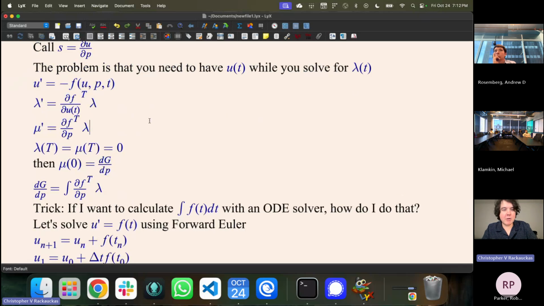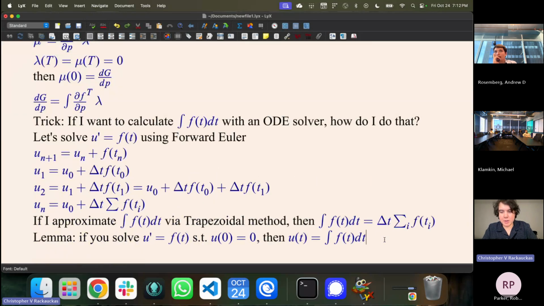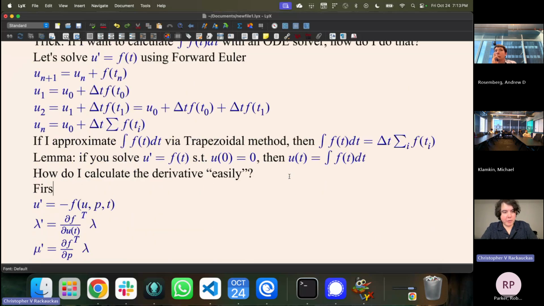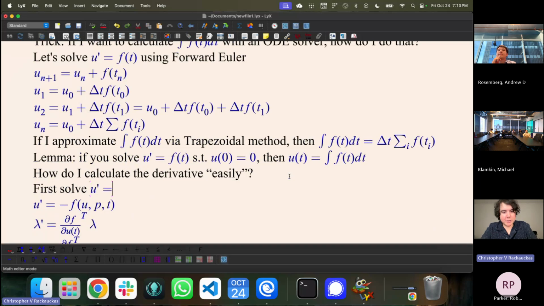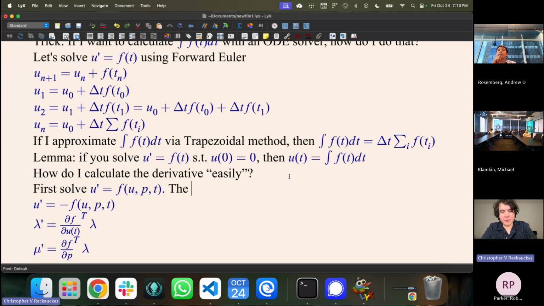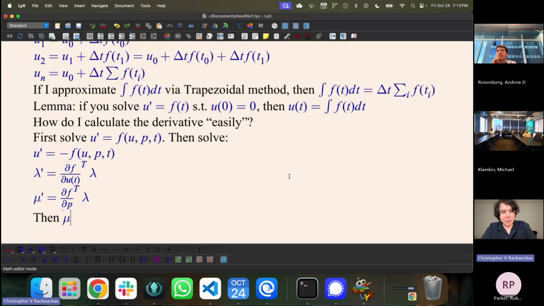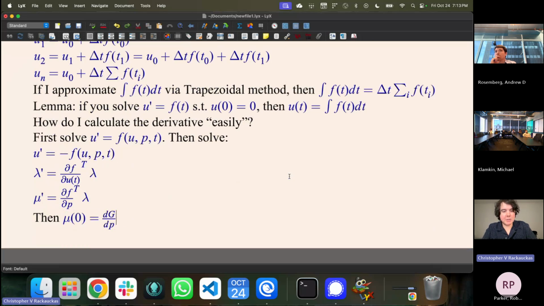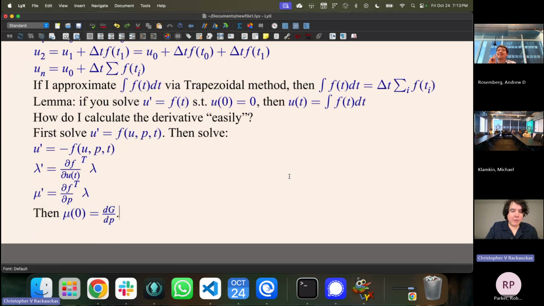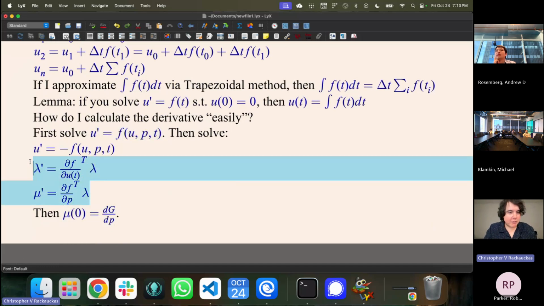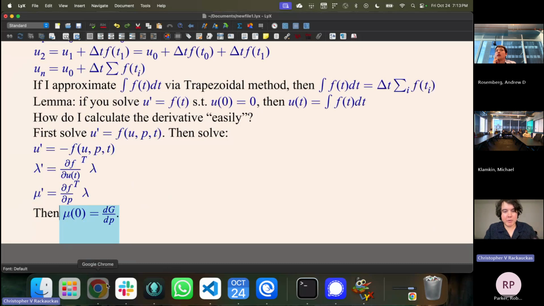So what this means is, how do I calculate the derivative easily, right? You first solve u prime is equal to f of u, p, t, then solve this system of equations, right? And then mu of 0 is equal to the gradient that you wanted, dg/dp, which is the gradient of the cost function, right? And you do the whole derivation, that's what you see. You solve this ODE going forwards, you solve this ODE in reverse, and you get the derivative out.